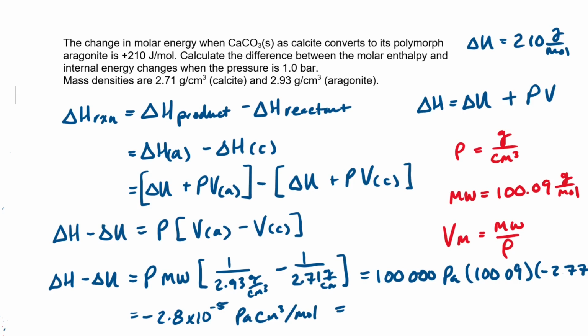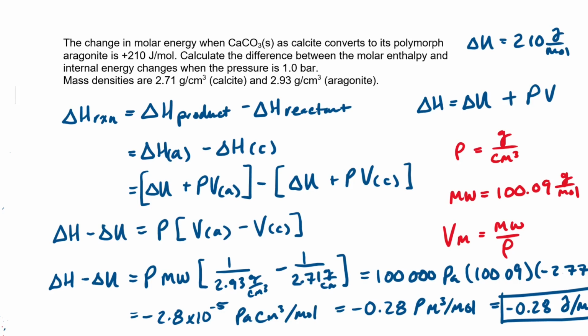or negative 0.28 pascal meters cubed per mole, which is equal to negative 0.28 joules per mole. And that's our final answer. So 0.28 joules per mole is not a large amount of energy. Even in this case, we can see that 0.28 joules per mole is about 0.1% of the internal energy.